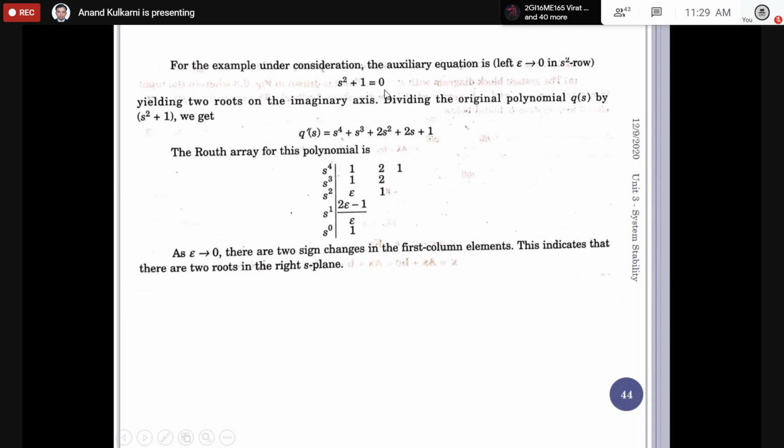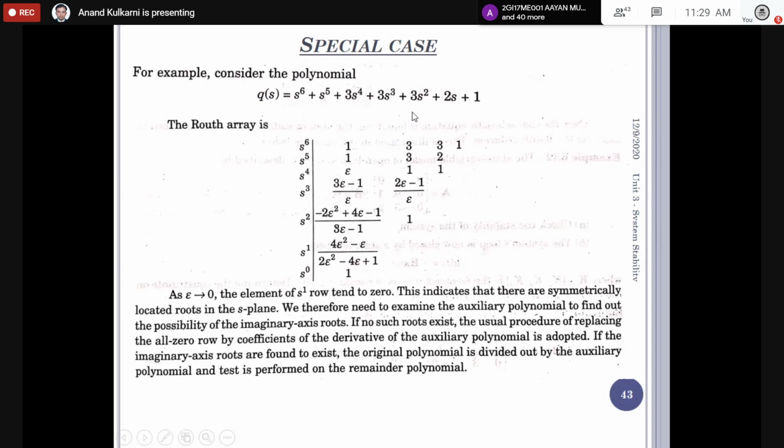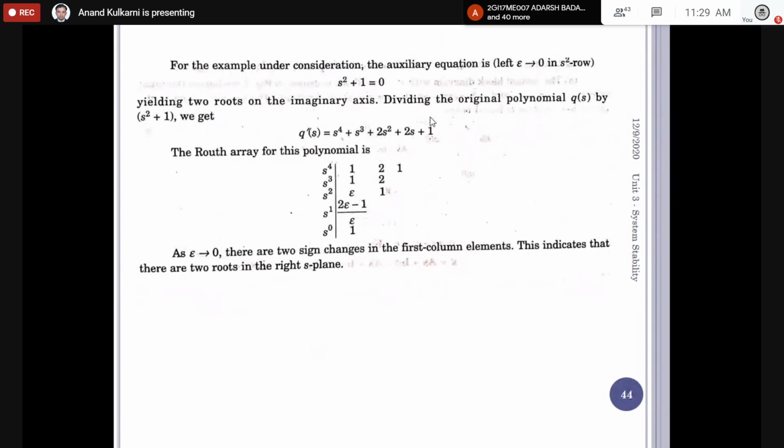After substituting epsilon equal to 0, this is 0, this is 0, minus 1, this is 0, minus 1. Minus 1 upon minus 1, 1 will be there. This is also 1. This corresponds to a s square term. This corresponds to the s to the power 0 term, not the s to the power 1 term. So here you can see s square plus 1.